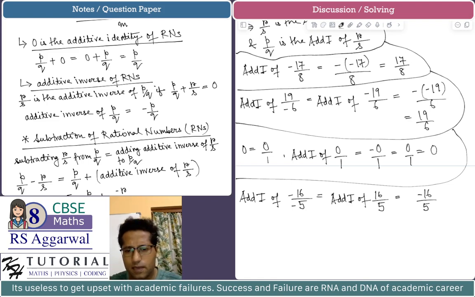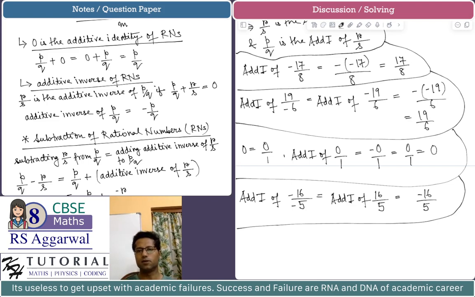Okay, I hope the concept of additive inverse is clear. The important thing to keep in mind is that the only number which is equal to its additive inverse is 0. There is no other number which is equal to its additive inverse, and if the addition of two rational numbers is equal to 0, then the two rational numbers are additive inverses of each other. Okay, so that was additive identity and additive inverse.